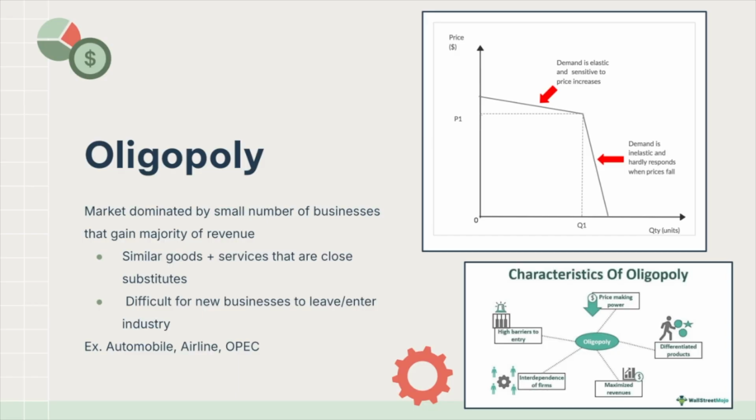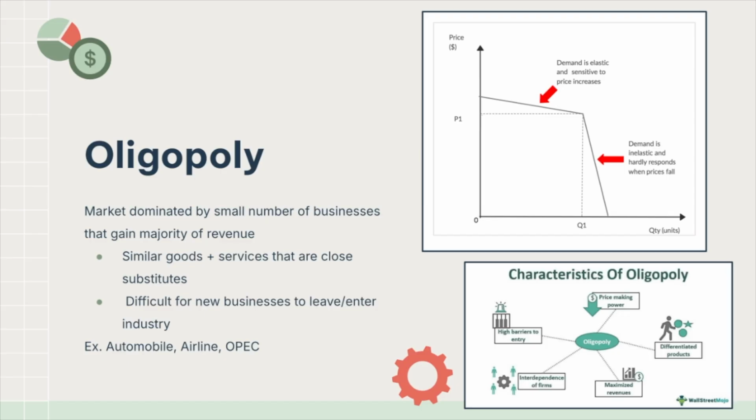And now moving on to the oligopoly market. This is where a market is dominated by a small number of businesses that gain a majority of the revenue. So in these cases, there are certain businesses that control almost the entire industry. These companies sell similar goods and services that are close to substitutes. It's difficult for new businesses to leave and enter the industry.